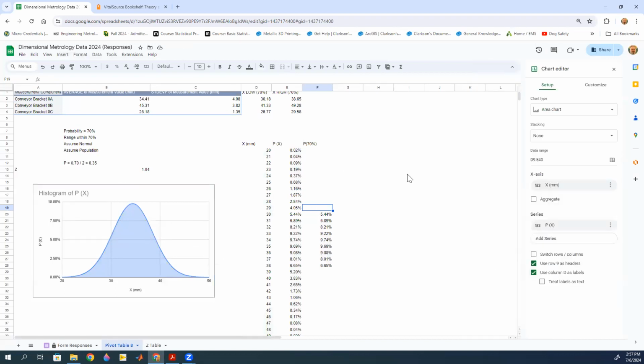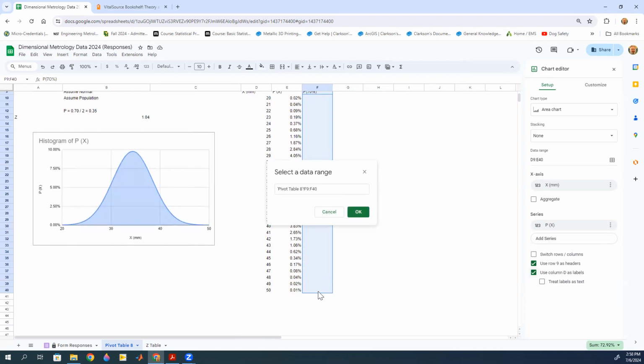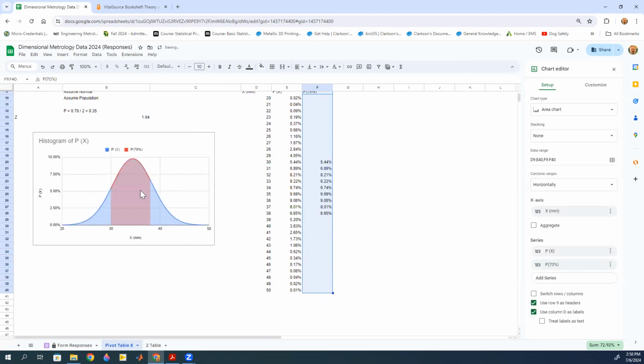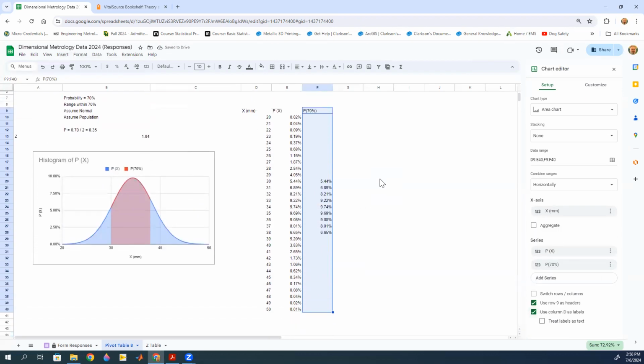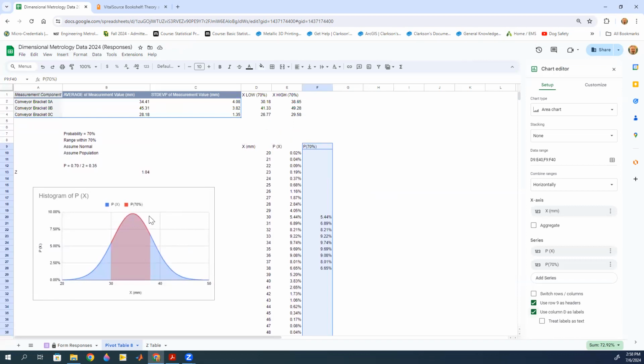We'll edit the chart, and then we'll add a series. And we'll pick that, and we can see the 70% range for bracket A. And so that's essentially answering the question of the range limits for these bracket measurements.